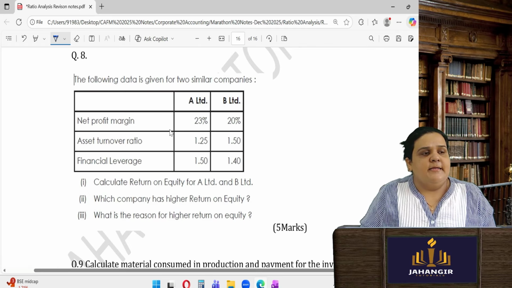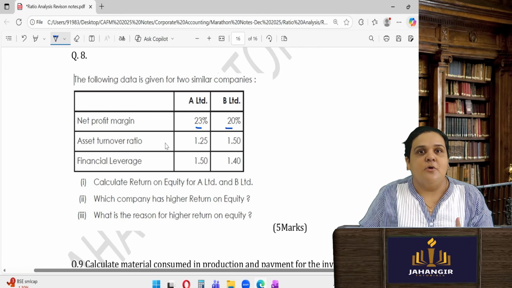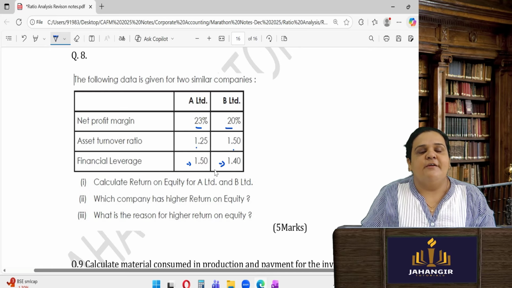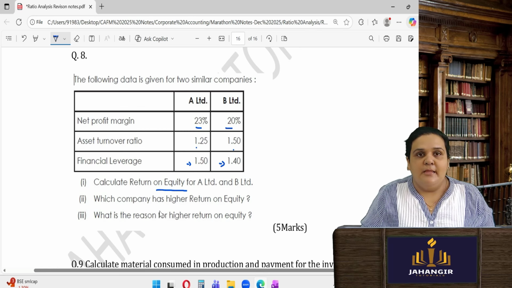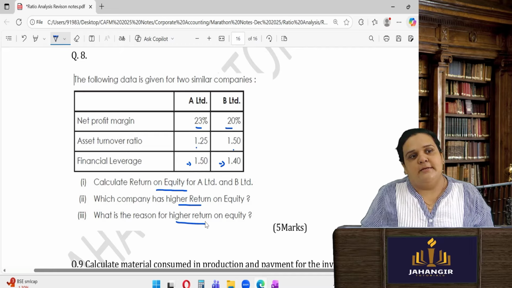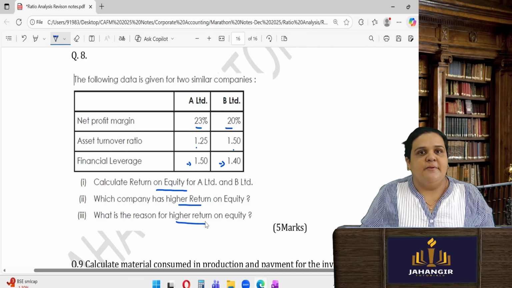The following data is given for two similar companies, A and B Limited. Okay. Net profit margin, A is making 23% and B is making 20%. Asset turnover ratio. Okay, these all ratios, turnover means sales, revenue, is 1.25 and 1.5. Financial leverage is 1.5 and 1.40. We are supposed to calculate return on equity of A and B. Which company has a higher return on equity and what is the reason for this higher return on equity? Okay, so basically it is divided as 3 marks for calculating this, 1 mark, 1 mark.